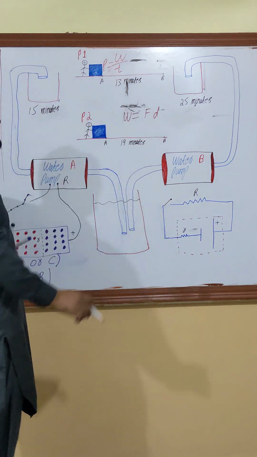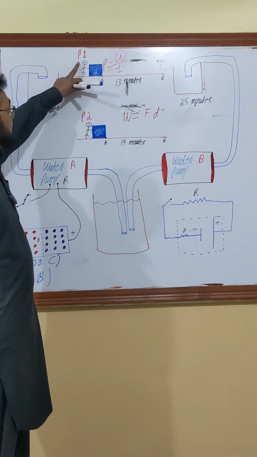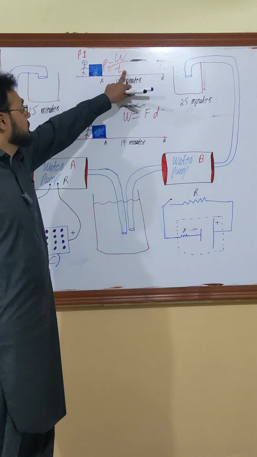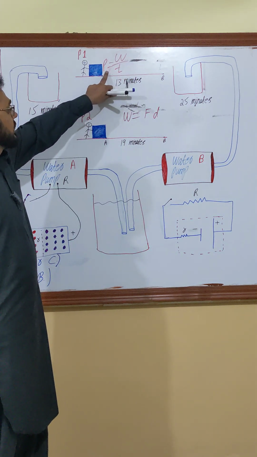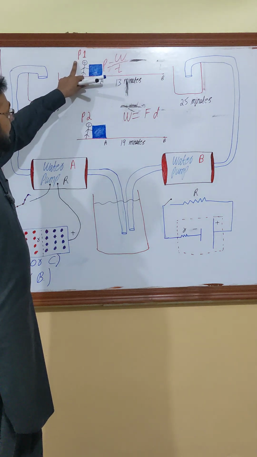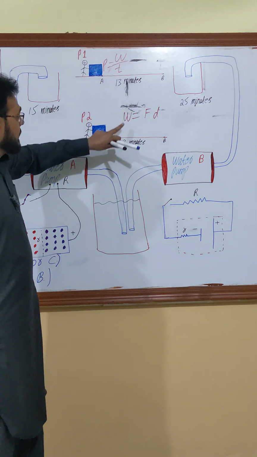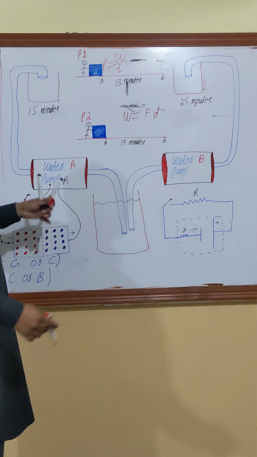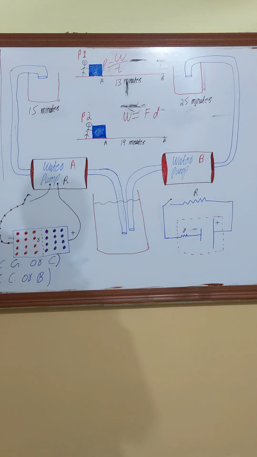Both did the work, but the person P1 took less time. Means work done with respect to time is called power. So P1 has more power because he took less time as compared to P2. P2 took 19 minutes. Another example of electrical work.